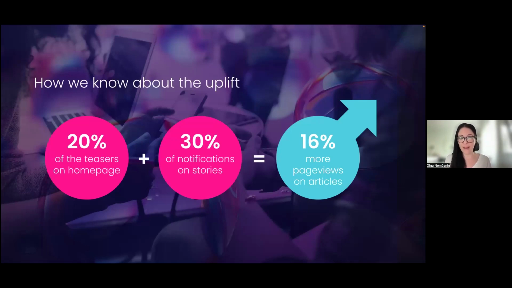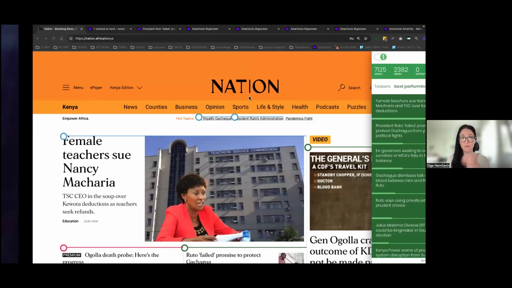So to create an effective boost of readers and page views, of course, you need to rely on dashboards and reports as a normal part of the workflow. So if we take an average newsroom that does around 20% of split tests of the teasers on the homepage and follows at least, I'd say, 30% of notifications on stories, we see uplifts amounting to 16% more page views and articles over time using SmartOcto. So I wanted to show you a few of SmartOcto features that really support this flow.